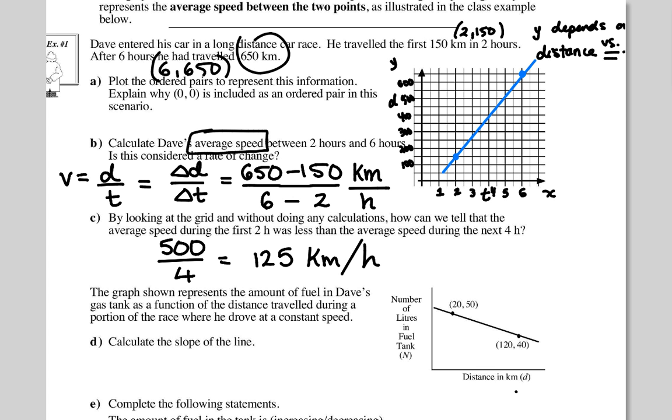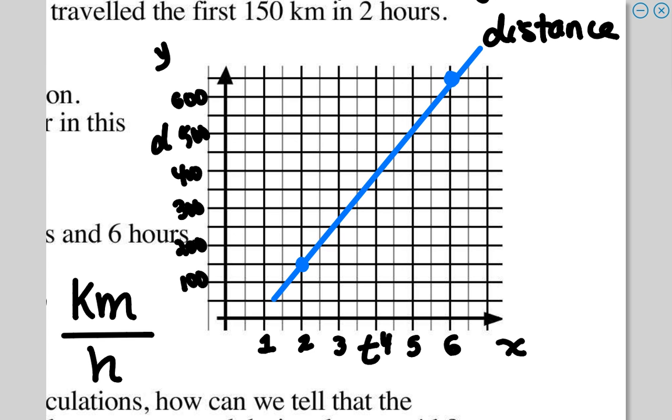So now I'm looking at C and wishing I didn't change my initial value. By looking at the grid and without doing any calculations, how can we tell that the average speed during the first 2 hours was less than the average speed during the next 4 hours? And I believe there was a young man named Trevette over there talking about the speed change. Do you remember that? So we were correct, and this book was okay. It was my mistake.